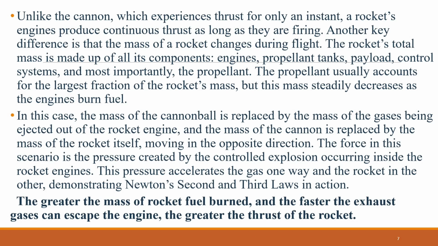Unlike the cannon, which experiences thrust for only an instant, a rocket's engines produce continuous thrust as long as they are firing. Another key difference is that the mass of a rocket changes during flight. The rocket's total mass is made up of all its components: engines, propellant tanks, payload, control systems, and most importantly, the propellant. The propellant usually accounts for the largest fraction of the rocket's mass, but this mass steadily decreases as the engines burn fuel.